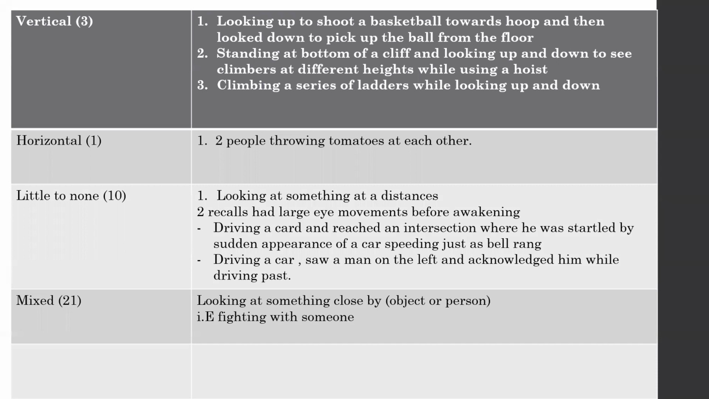Right, so the results. In total, there were 35. Out of that, vertical had 3. One was looking out to shoot a basketball towards the hoop, and then looking down to pick up the ball from the floor. Another was standing at the bottom of a cliff and looking up and down to see climbers at different heights, and another was climbing a series of ladders while looking up and down. Horizontal had only 1, and there were 2 people throwing tomatoes at each other.